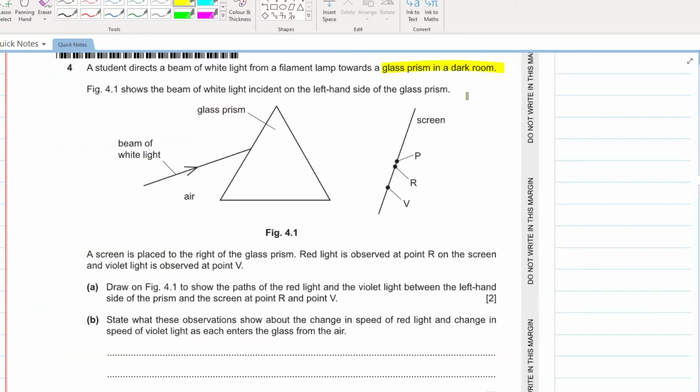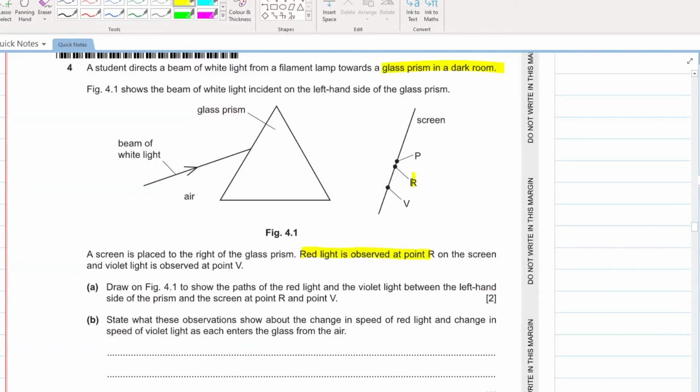The reason of studying the theory of this chapter, of dispersion, was this: whenever you see a prism and white light, you understand that the light is now going to break into its components. A screen is placed to the right of the prism. A red light is observed at point R on the screen. Perfect. So red light is observed at point R.